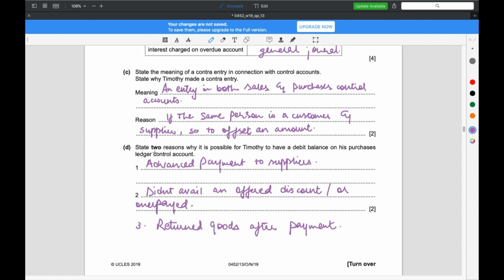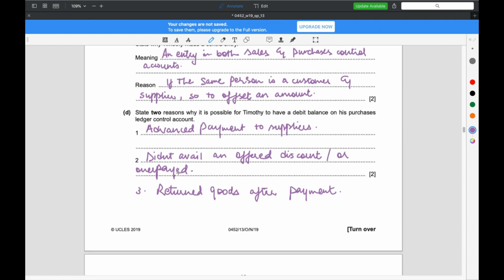Yeah. Part D, he says state 2 reasons why it's possible for Timothy to have a debit balance on his purchases ledger control account. Okay, so the easiest one that I always used to remember was he returned goods after payment. So if he paid for some goods and then returned them, that is going to end up as a debit balance on his purchases ledger control account. Okay, and if he paid in advance to his suppliers, or he didn't avail an offer discount, or he actually overpaid in error to his suppliers, that is also going to result in a debit balance on his purchase ledger control account.